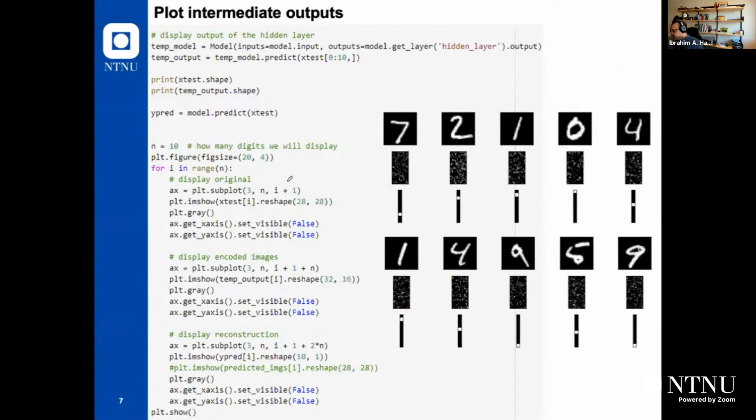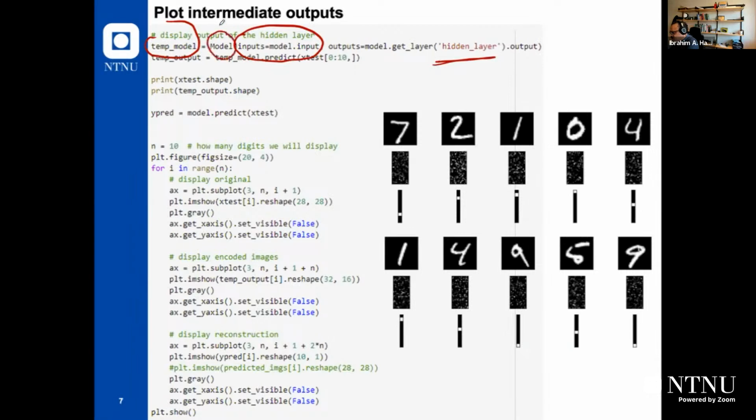So in this case, I need to define a temp model. I will use the Model API from Keras, and I need to define the input. The input to this sub-model or temporary model will be my original model.input, and the output will be model.get_layer, the output from the hidden layer. We have only one hidden layer, and I need to get access to it. In fact, I just create this temp model to get access to intermediate outputs from some of the hidden layers.